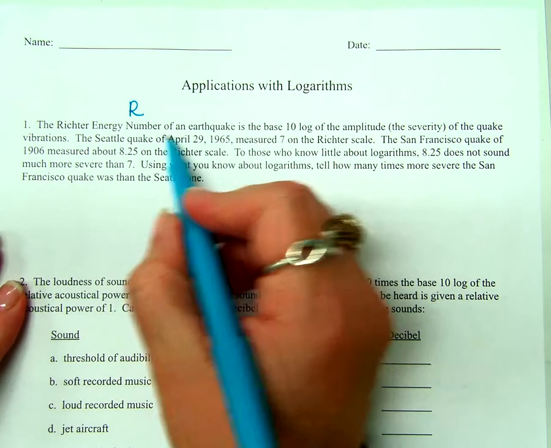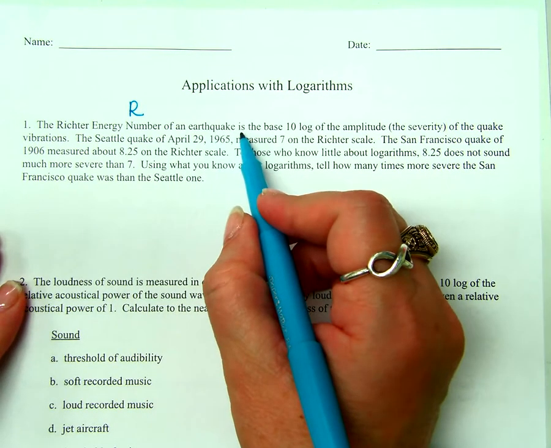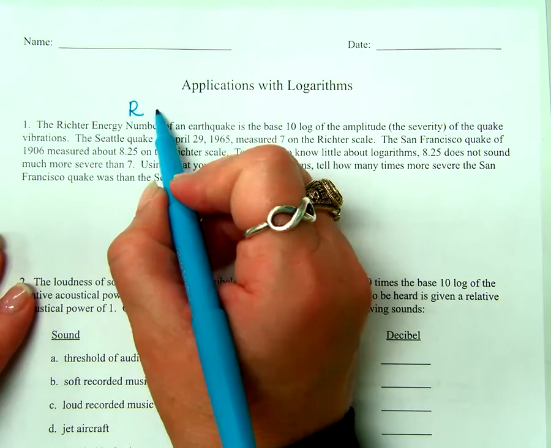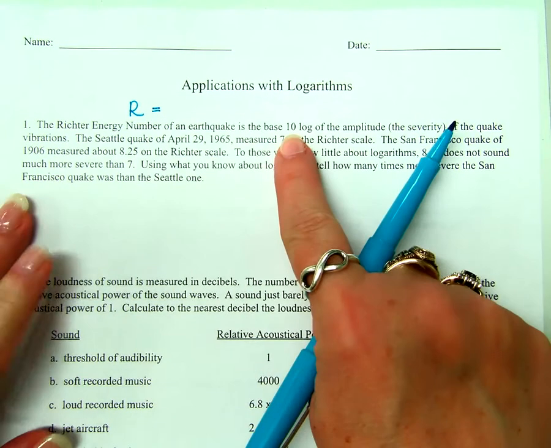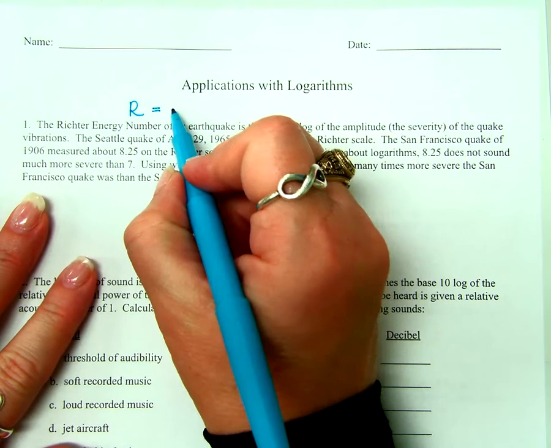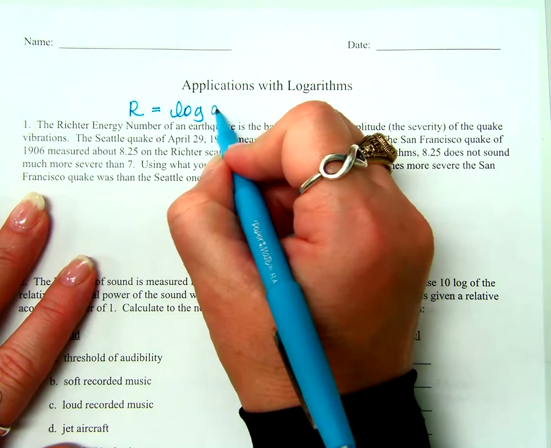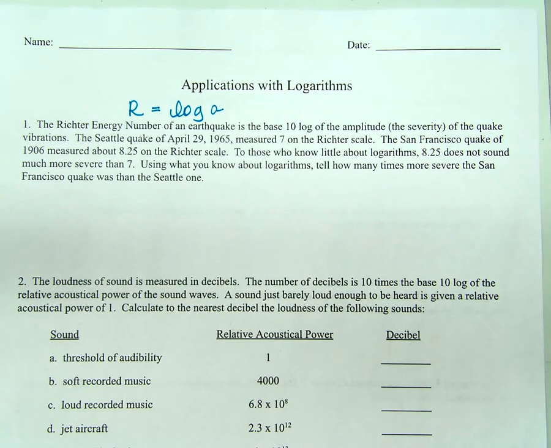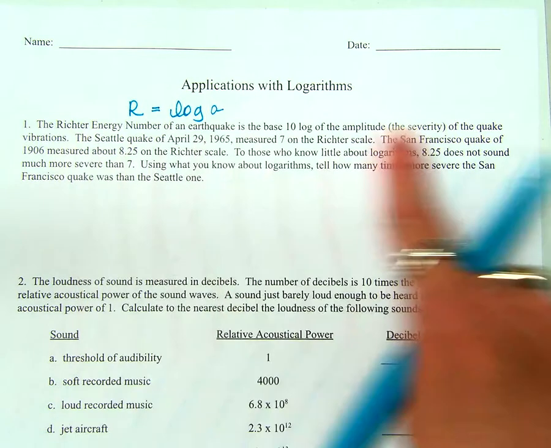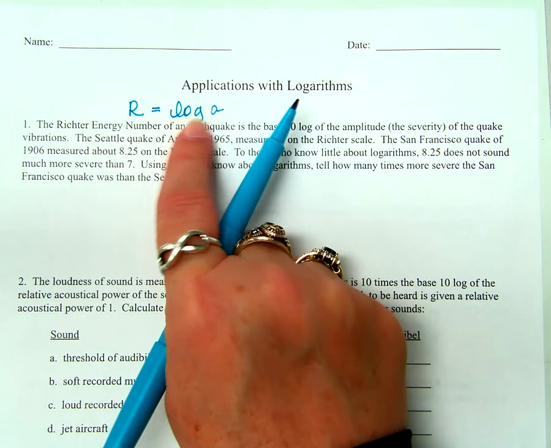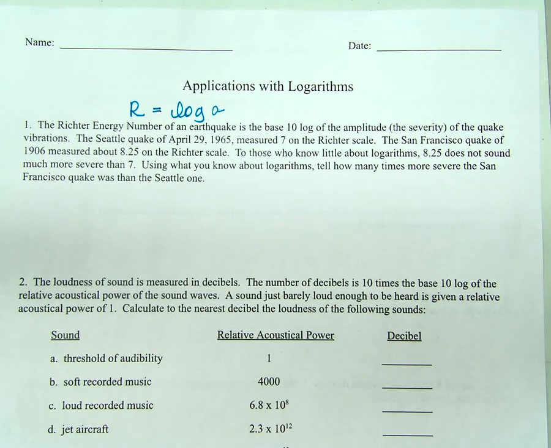Okay. The Richter energy number of an earthquake is, what does that mean? Equals, good, the base 10 log of the amplitude. So that sentence in English narrows down to that sentence in algebra. Are you okay with that?